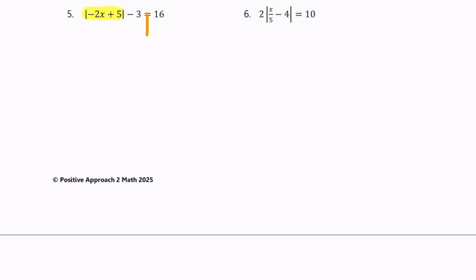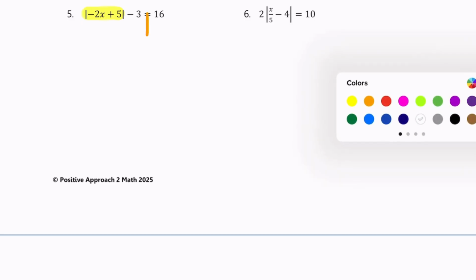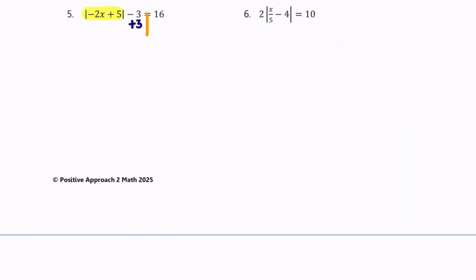So before we set up our two equations, we have to get rid of that -3. Okay? Whoopsie. So how we're going to do that is we are going to add 3, just like we've been doing. But we're not ready to set up two equations. And in fact, if you set up your two equations before, you're not going to get the right two answers.